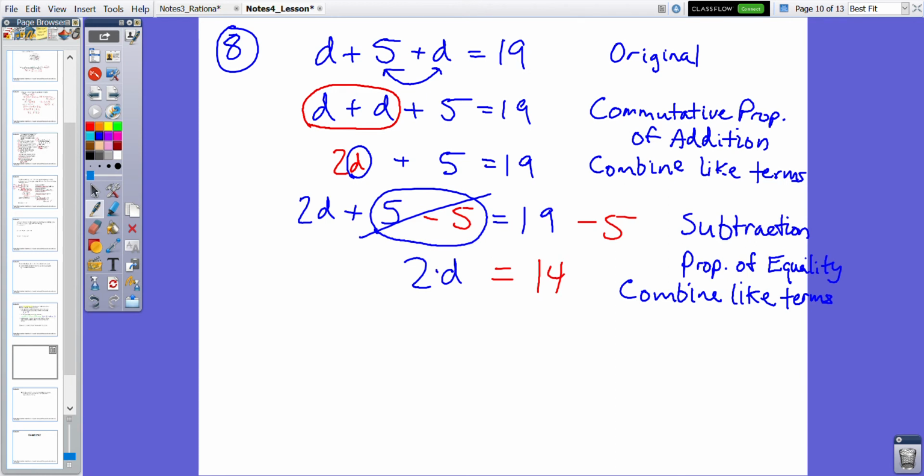If I'm not sure what that is, I can go ahead and divide both sides. If I rewrite the equation, I can divide both sides, which is the inverse operation of multiplication, by 2. Once again, you can guess this is another property of equality. This is the division property of equality.